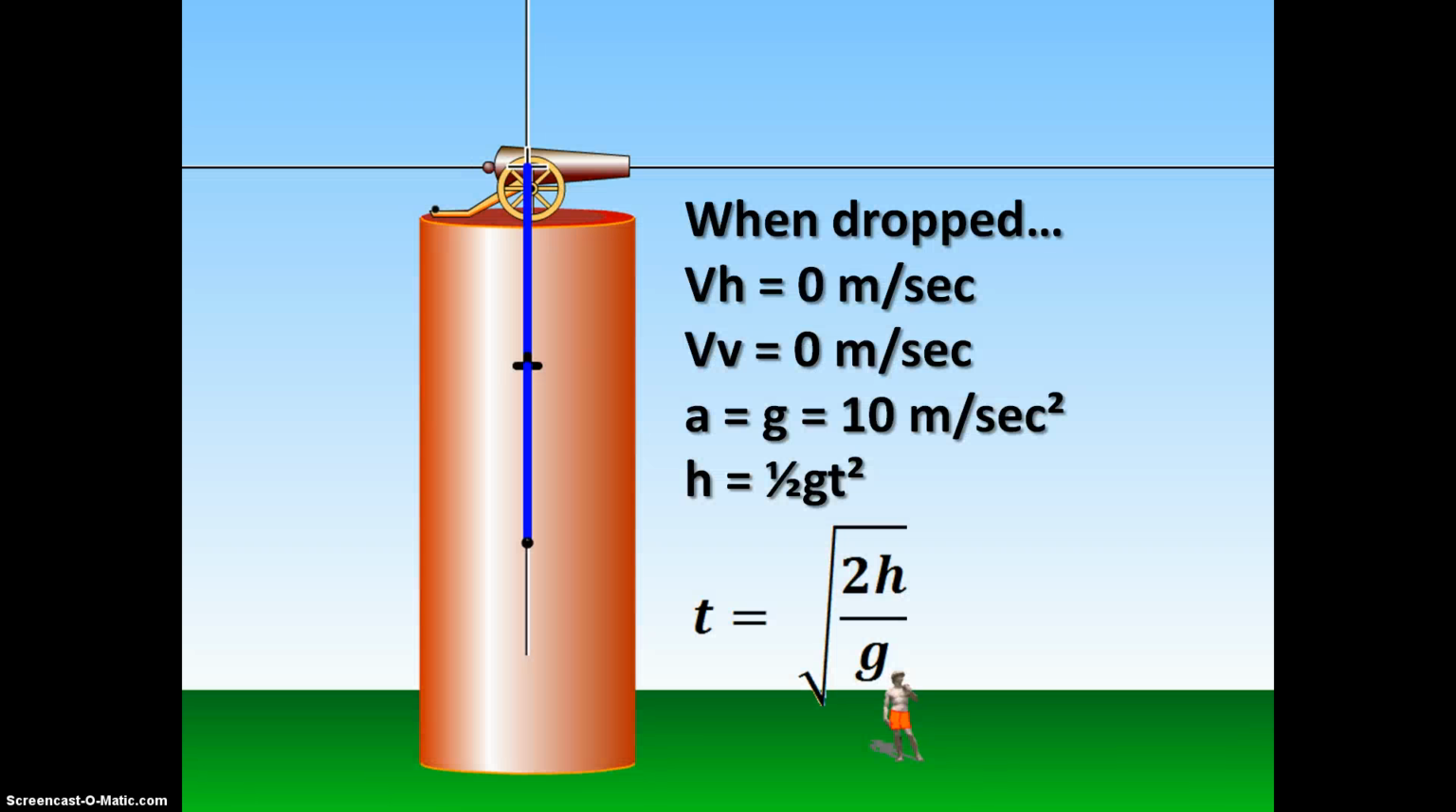To review, if you just drop something from a height, let's say a cannonball, when you drop it, its initial horizontal velocity is going to be 0, and its initial vertical velocity is going to be 0. But according to Galileo, all objects will accelerate downwards at 10 meters per second squared, or g, which means that the height the object falls is going to be equal to 1/2 gt squared, and the time it takes to fall is going to be equal to our old friend, the square root of 2h over g. Again, these are just a review of kinematics equations.